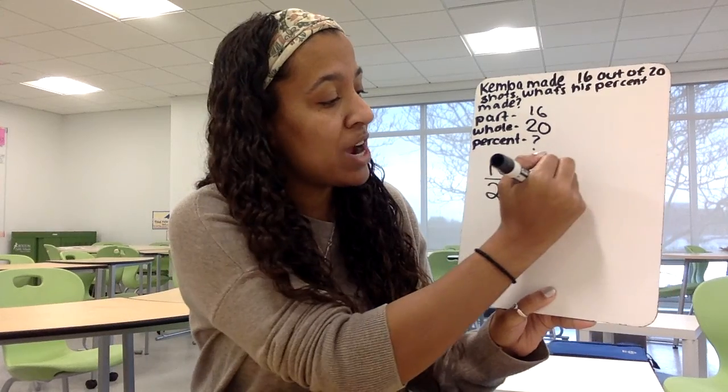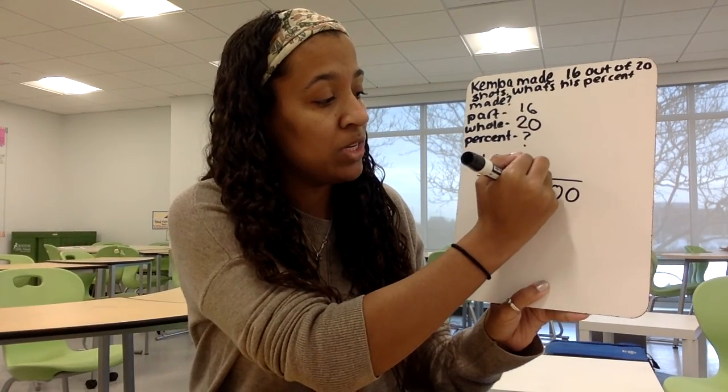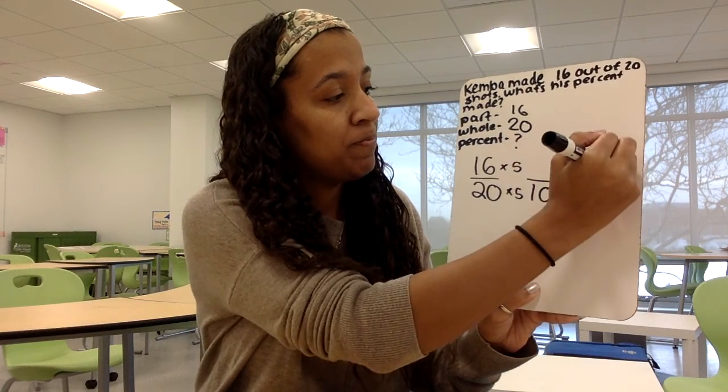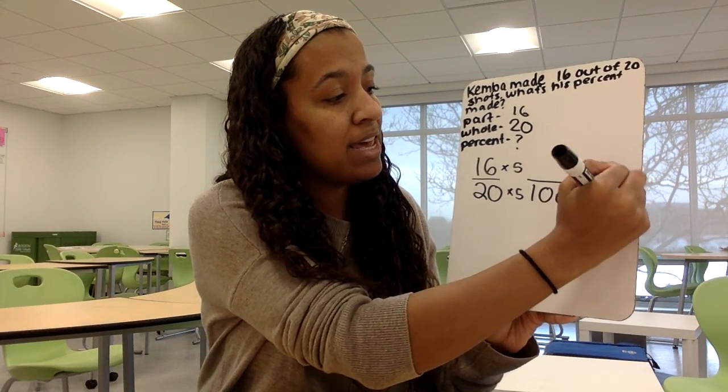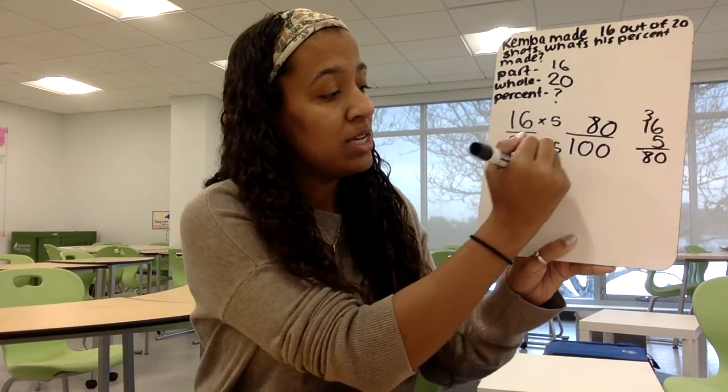When we've got the part and the whole, we can write it as a fraction. We can then try to get our denominator to 100. In this case, we can multiply by 5. If that does not work, we can use division.